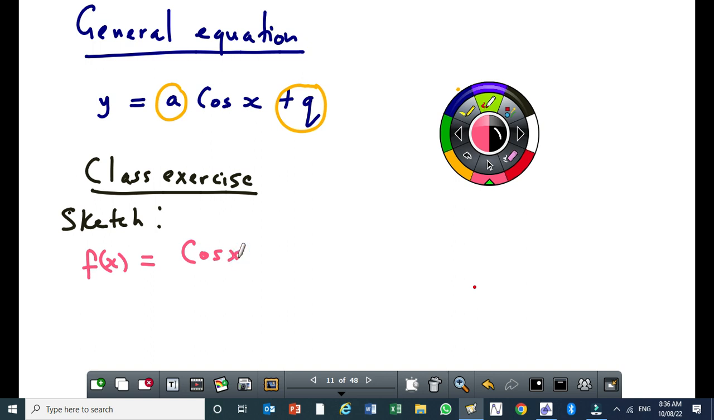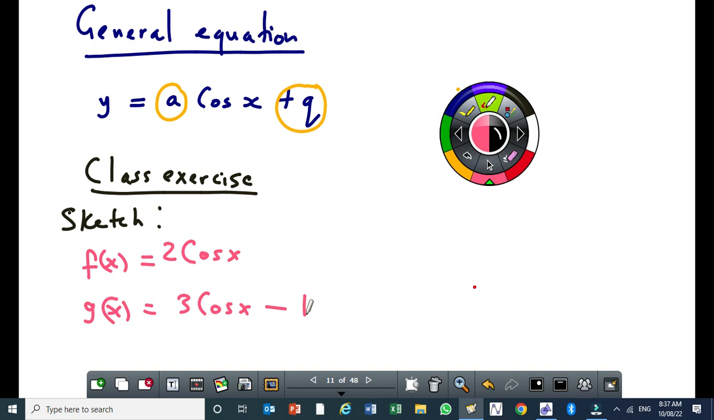Okay, let's start with 2 cos x. And then you can sketch another function. I'll call it 3 cos x minus 1. So sketch those two. Please remember, the period is the same, okay, for these two graphs.